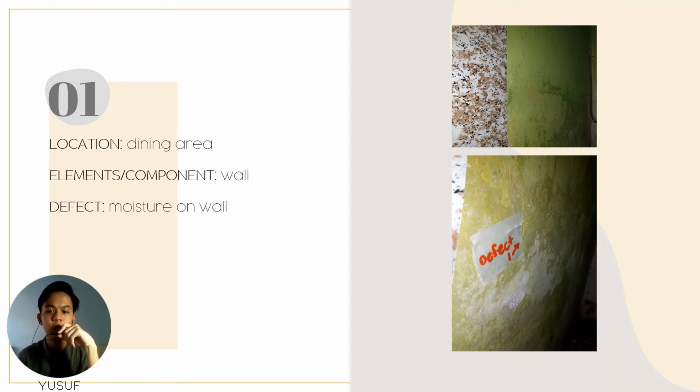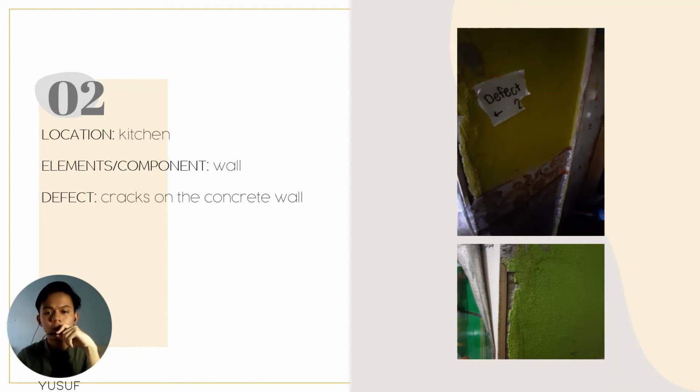Re-cement the broken wall and wait a few days for it to dry, and after that paint the wall back to its original color. Next is the second defect, which is located at the kitchen.